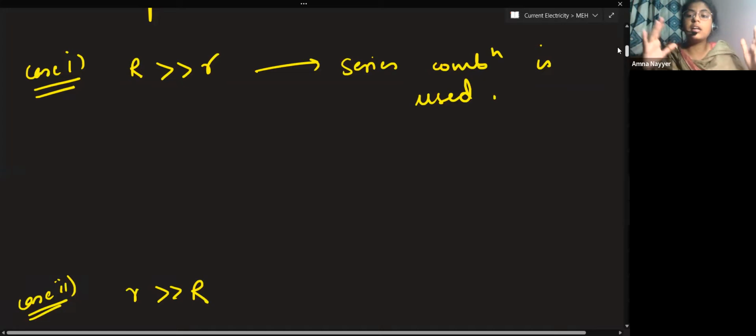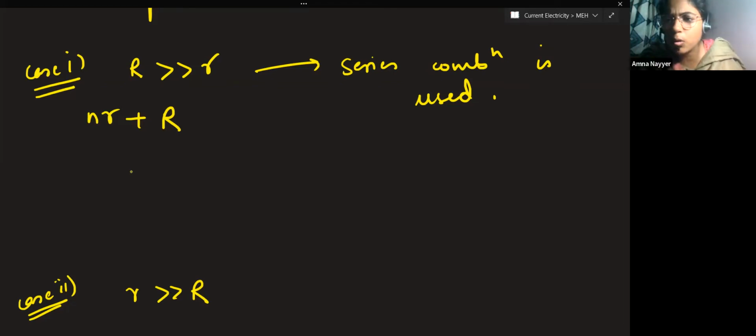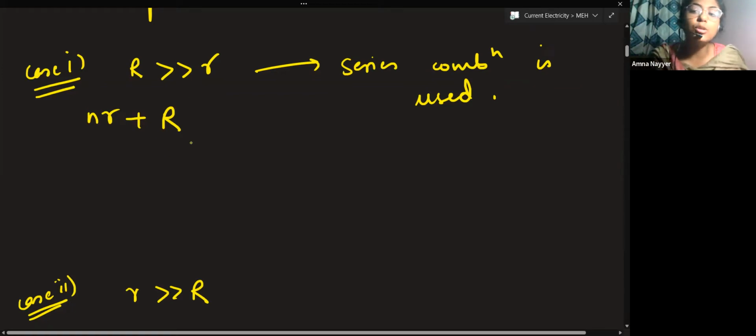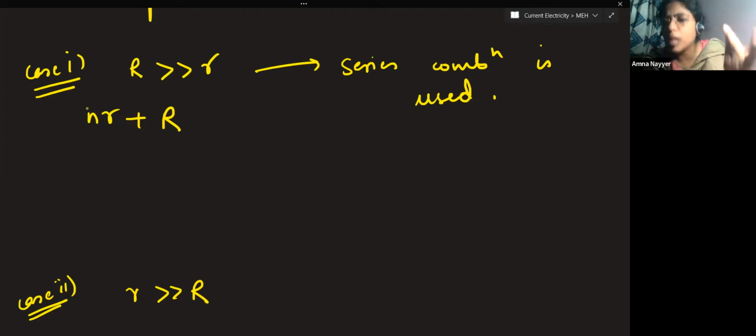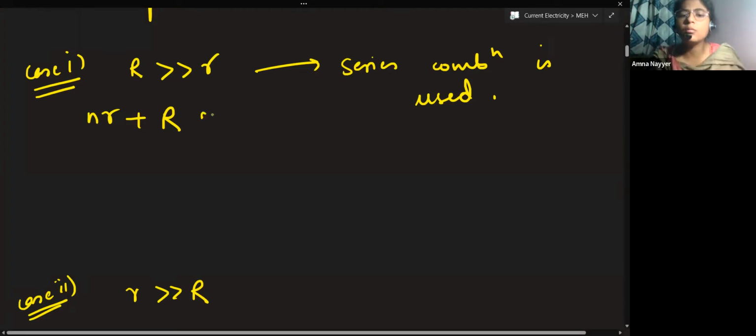If your external resistor is so huge, what was the denominator? The denominator was nr plus capital R. If your capital R is so huge, will this addition of nr change this value? No. Capital R is acting as those 1,000 chocolates and this nr is acting as 1. If you add 1,000 plus 1, you'll get 1,001, which will almost be equal to 1,000. So this can almost be written as equal to the external resistor.